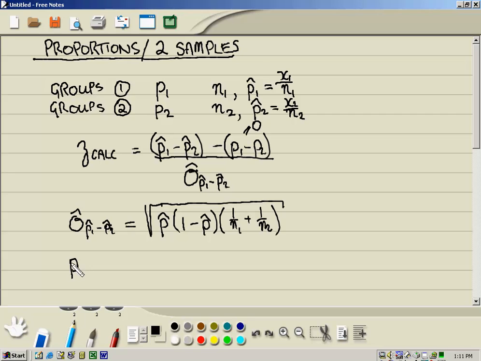where p hat is the combined sample proportion. Right. What we have so far are two different sample proportions. What we need in this calculation is just one number. So what we do is we combine the two of them to get one value. Throw both samples together and get one.